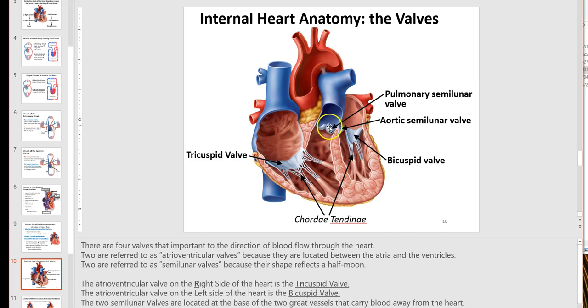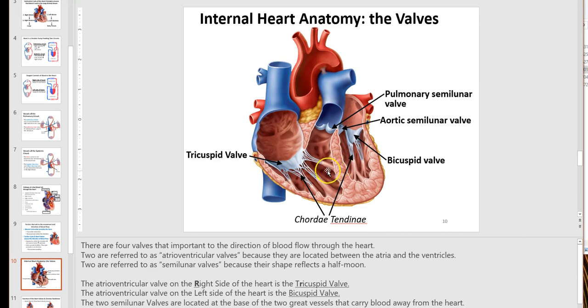The semilunar valves are the other 2 valves that we need to look at. They're called semilunar valves because their shape reflects a half moon. The one at the base of the pulmonary artery is called the pulmonary semilunar valve. The one that's at the base of the aorta that you can just see a little bit of right here is called the aortic semilunar valve. Both of those prevent blood from backflowing into ventricles.